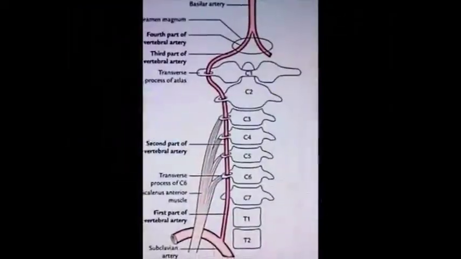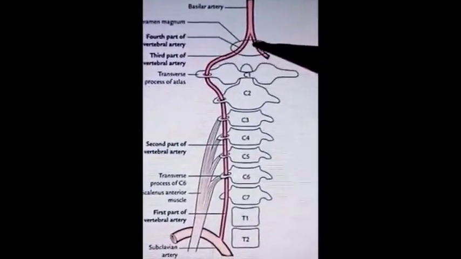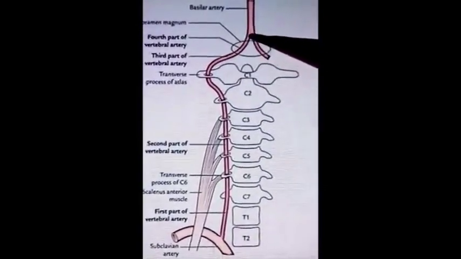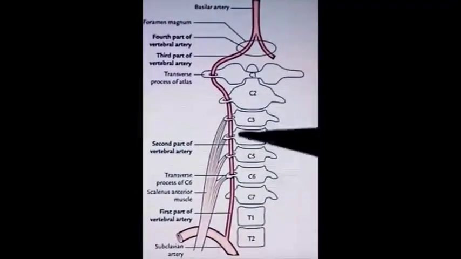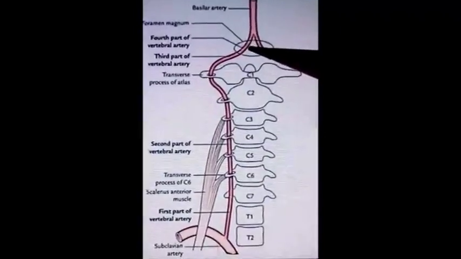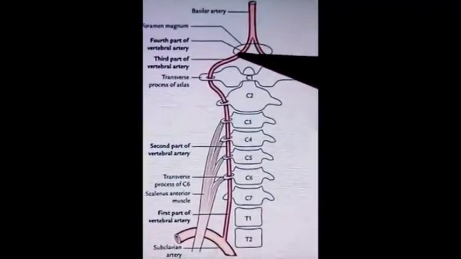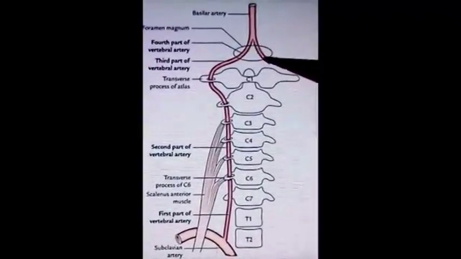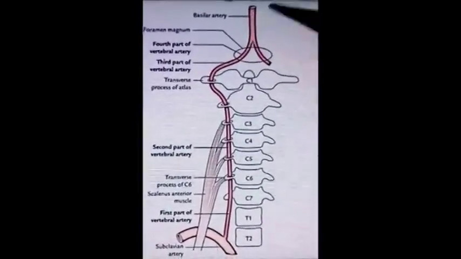The last structure which appears in the skull is the fourth part of the vertebral artery. As we have already discussed the vertebral artery in detail, this part has also been covered. The two vertebral arteries within the skull join together to form the basilar artery.